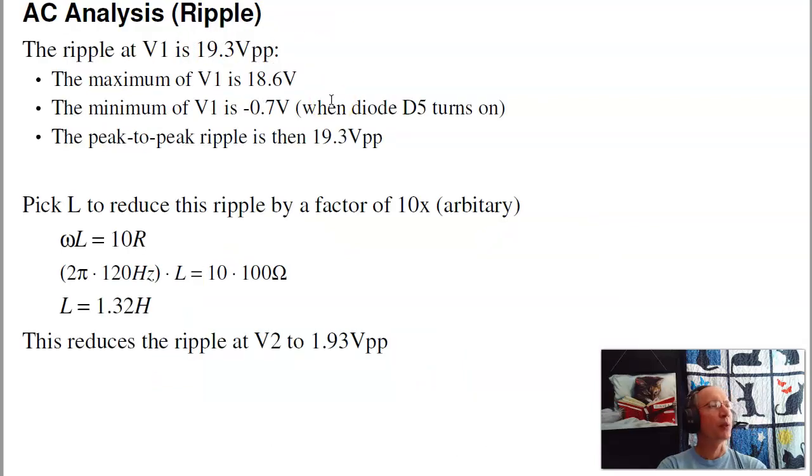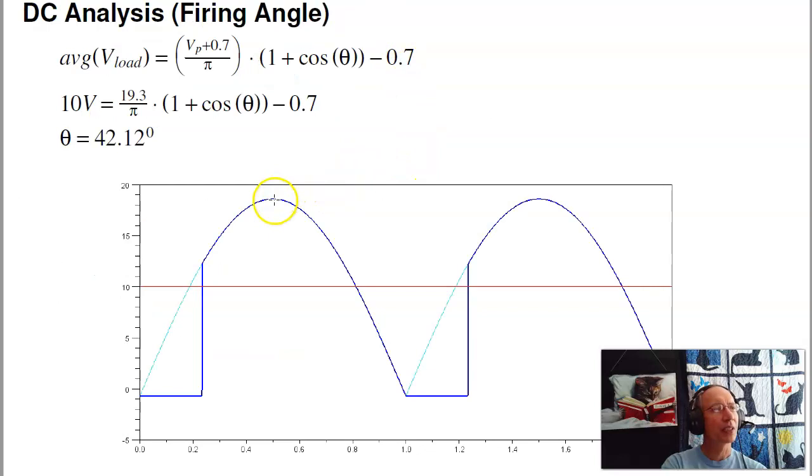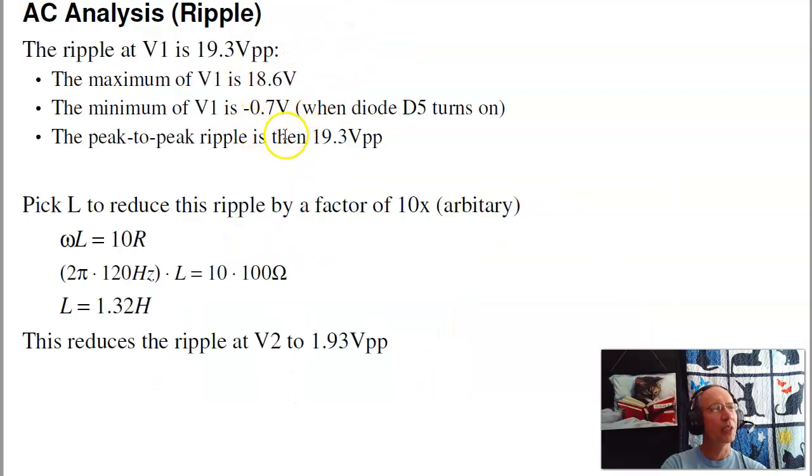To set the ripple, I've actually got 2 degrees of freedom. I can set the inductance and capacitance to set the ripple. Currently the ripple is 19.3 volts peak to peak. The peak is 18.6 right here. The minimum is minus 0.7, which gives you 19.3 volts peak to peak at 120 hertz. I want to reduce it down to 0.5, so let's just use L to reduce the ripple by 10 times arbitrarily. Yeah, 10's a nice number. What that means is in the voltage divider, pick the inductor to be 10 times R.